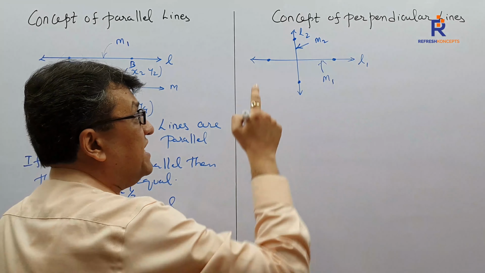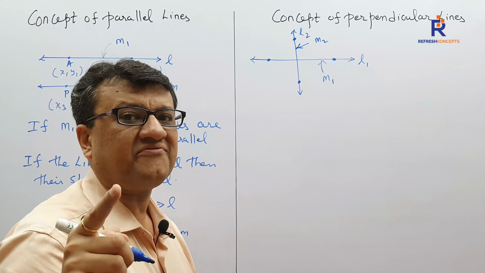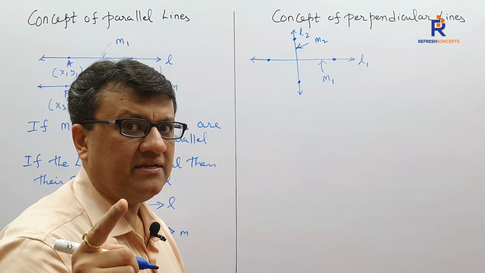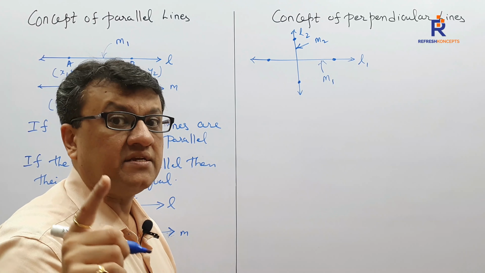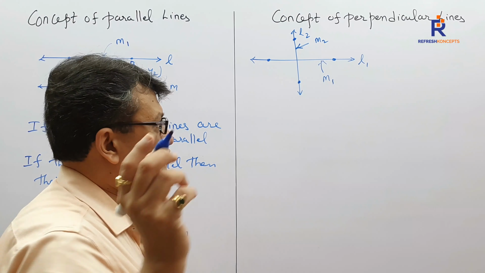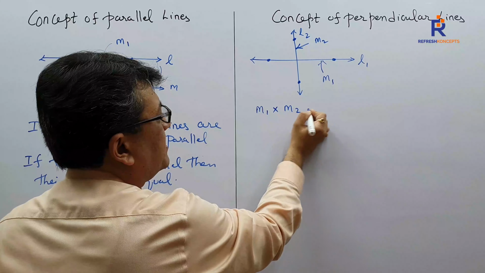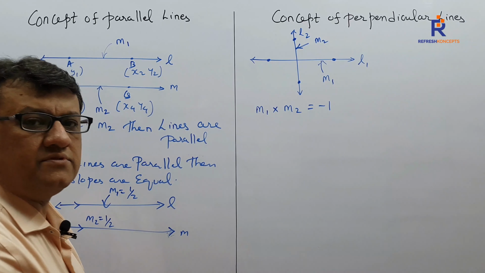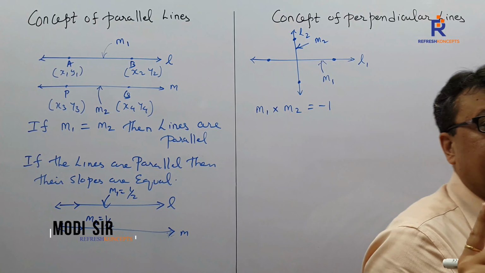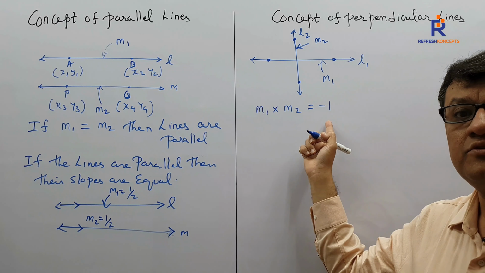Then the answer is, if the lines were to be perpendicular, then the product of the slopes is -1. Converse, if the lines are perpendicular, the product of the slopes is -1. So, let me say M1 into M2 is -1. So, what is the condition for perpendicular lines? The condition for perpendicular lines is that the product of the slopes is nothing but -1.